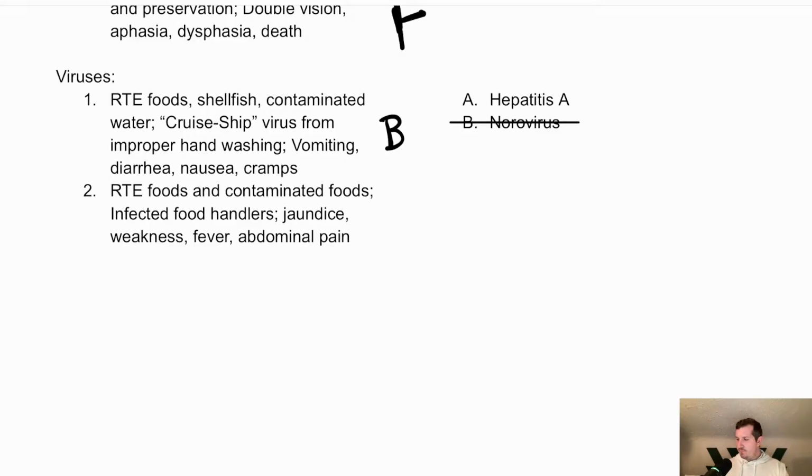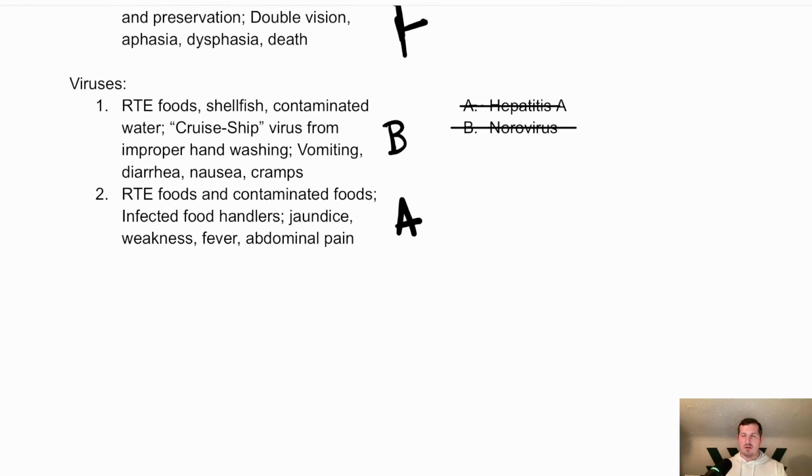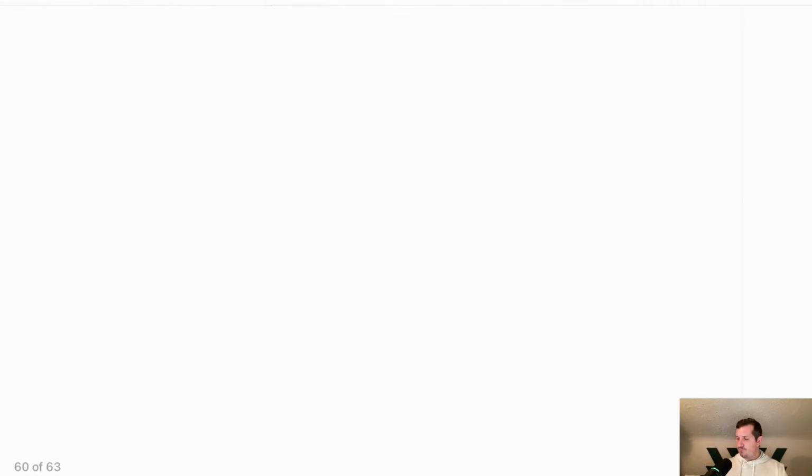Then for number 2, ready to eat foods, contaminated foods, infected food handlers, jaundice, weakness, fever, and abdominal pain. Our best answer for this one would have to be hepatitis, just based on the fact that if there's jaundice, yellowing of the skin, it's got to be hepatitis in that case, right, folks? Viruses aren't too bad, I feel like, compared to the bacteria ones. The toxins, there's so many. The viruses and the parasites seem okay to me.